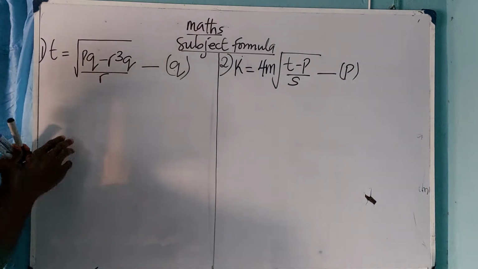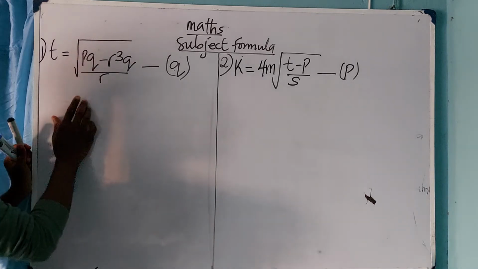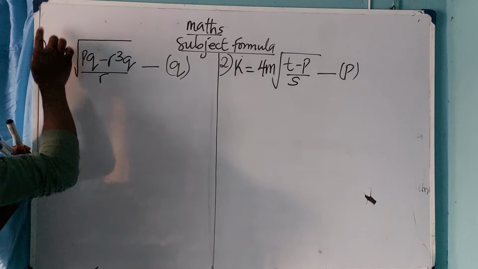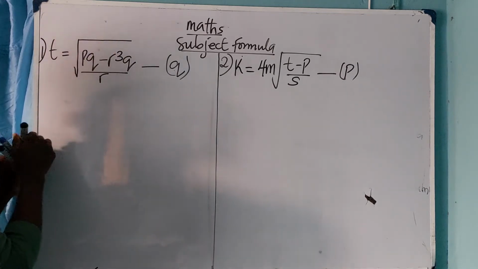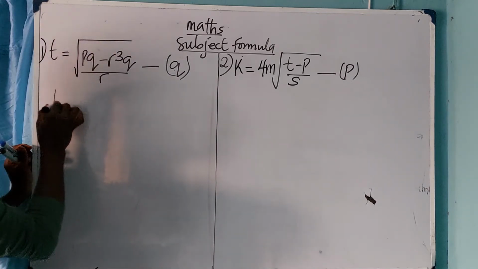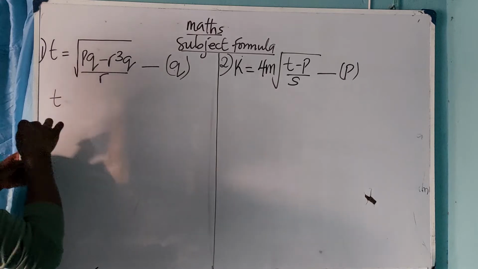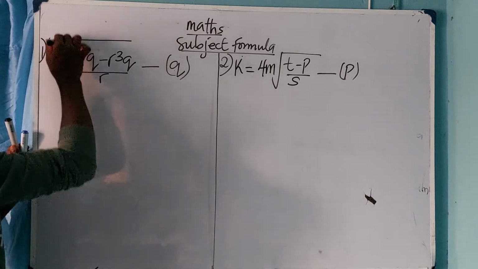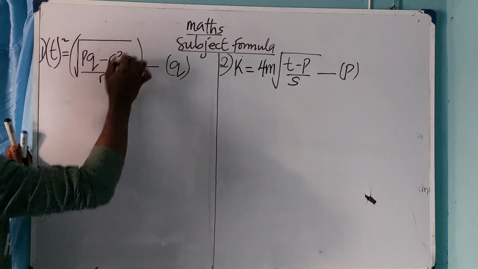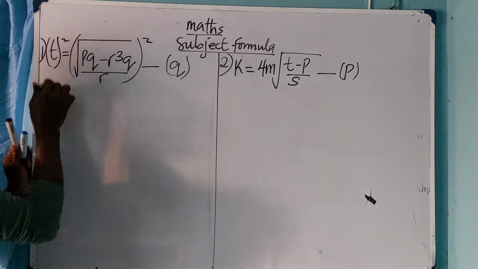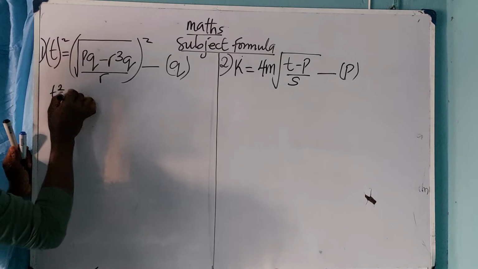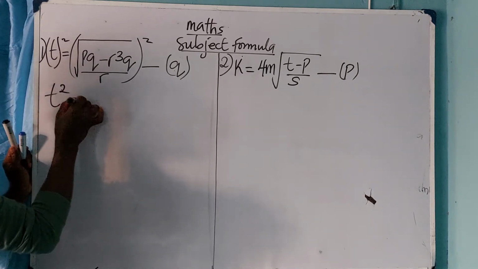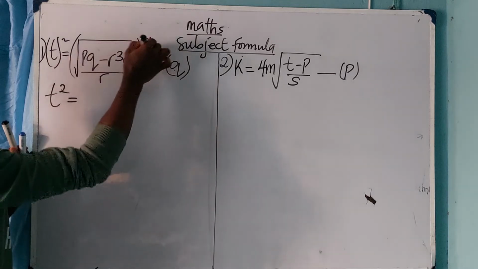Now looking at what we have here, we have a big root. For us to cancel out this big root, we have to square both sides. Then it becomes t squared. So this times this is the same thing as t squared. T squared is equals, these two will cancel out this root.